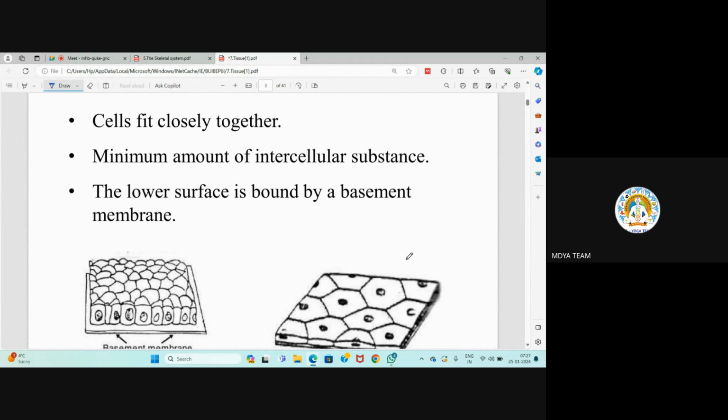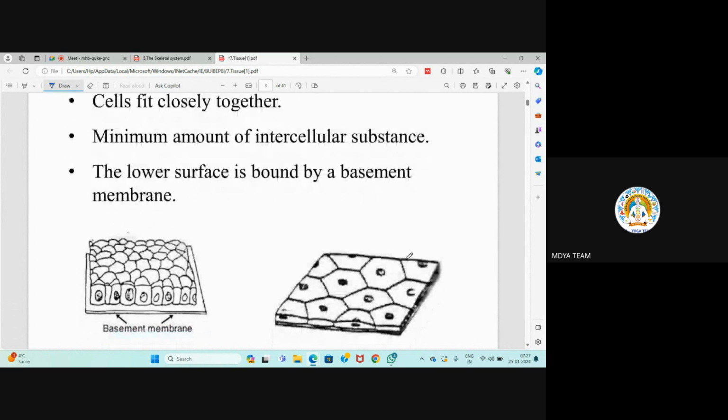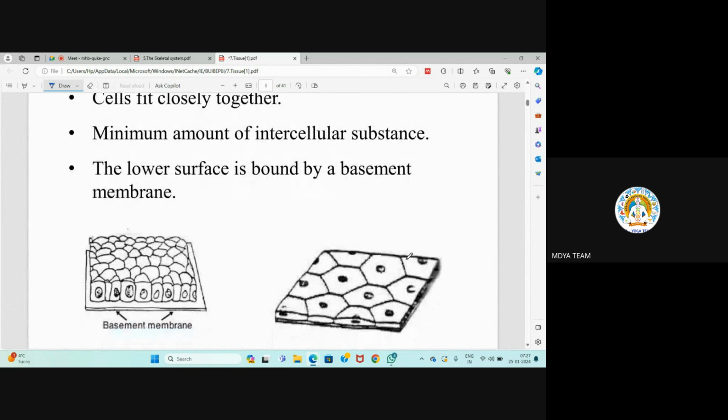The lower surface is bound by a basement membrane. Here in this picture, you can see there is a basement membrane at the bottom of epithelial tissue. So cells are fitted closely together, there is a minimum amount of intercellular space between them, and there is a basement membrane at the bottom.